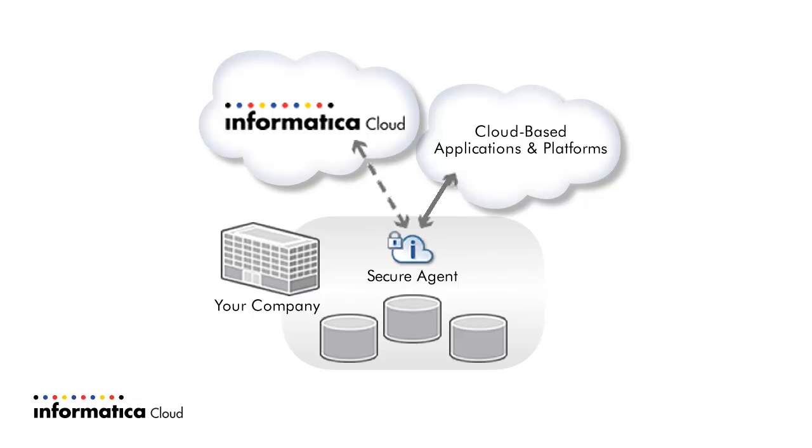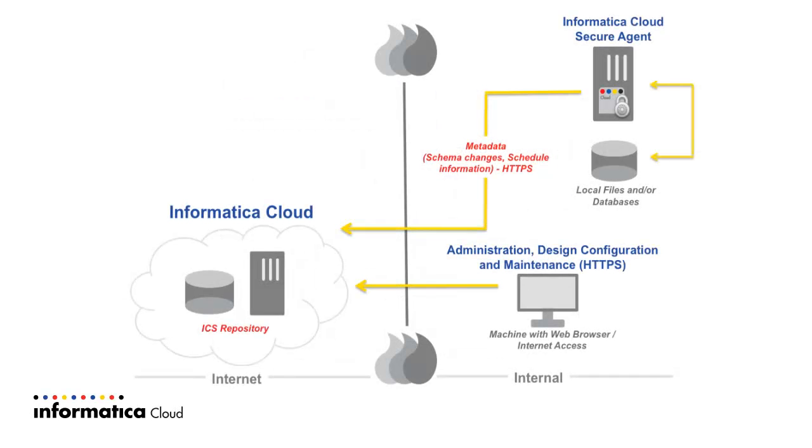Before you build and run your first data integration task, you'll need to install the Informatica Cloud Secure Agent and set up connections. The Secure Agent is the engine that moves data between sources and targets. It is a lightweight, self-upgrading application that runs behind your firewall. Because it runs within your network, the agent provides secure access to local data sources.